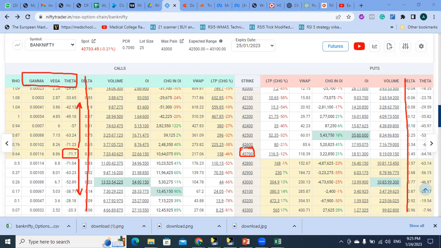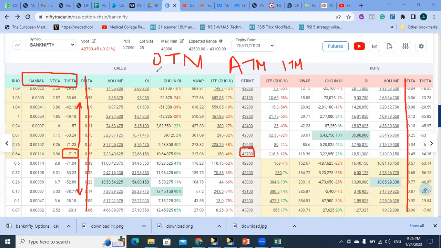In simple terms, which call option will be affected most by decreasing time to expiry? Which call option will be affected most by decreasing time to expiry? Yes, weekly, but which one? According to the money one, which one will be affected? Whether out of the money will be affected most, at the money will be affected most, or in the money will be affected most?